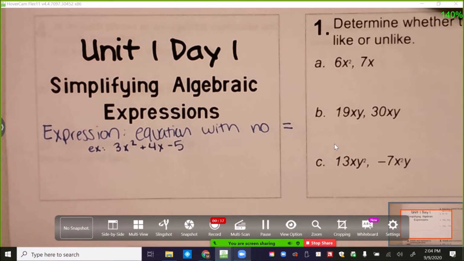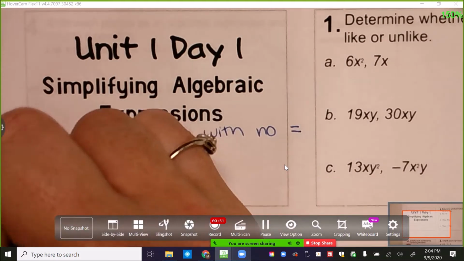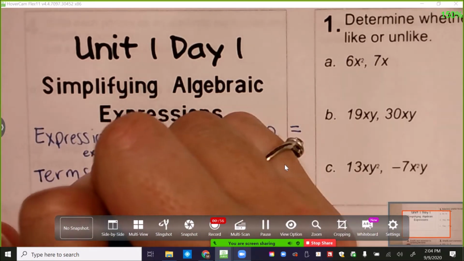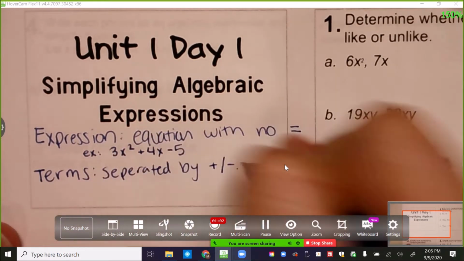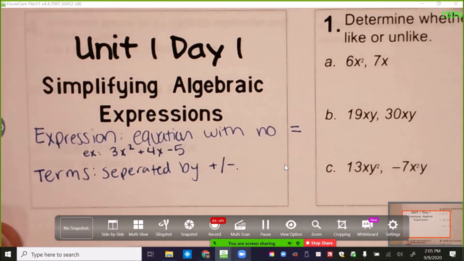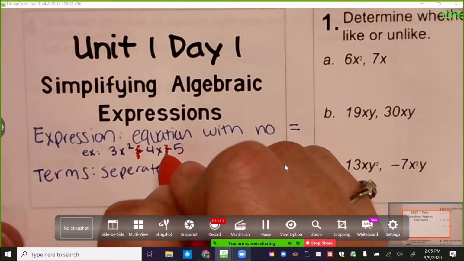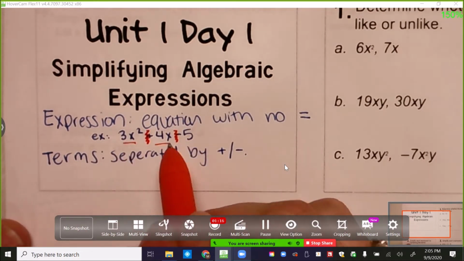So can you solve an expression? No, you can't solve anything without an equal sign, but you can simplify an expression. Okay, it's made up of terms. Expressions are made up of terms. So in this example, I want you to know that terms are separated by plus and minus. So if I'm looking at that expression up here, and I separate at a plus and a minus, how many terms does it have? 1, 2, 3.